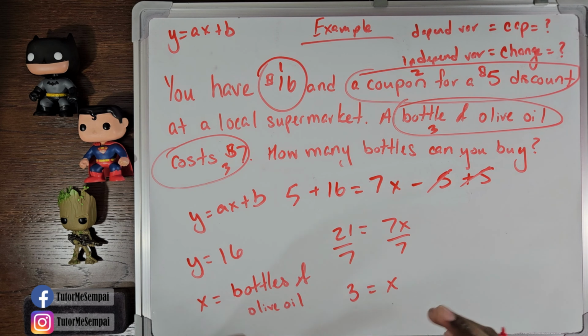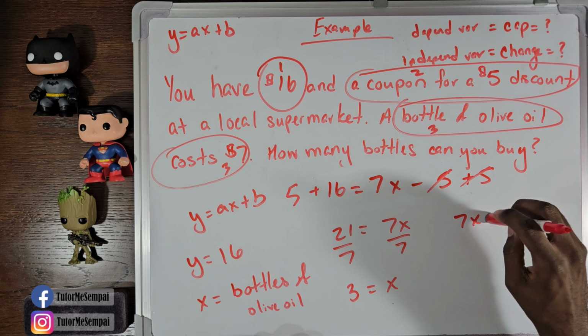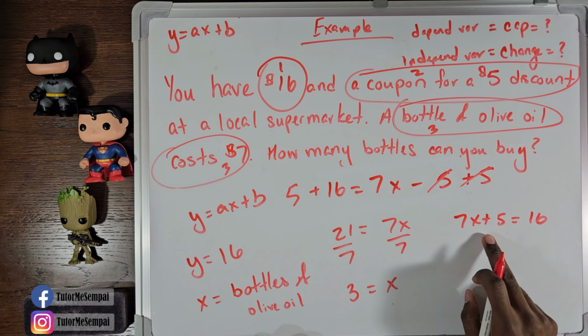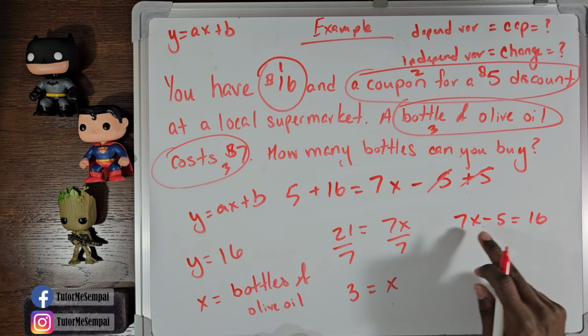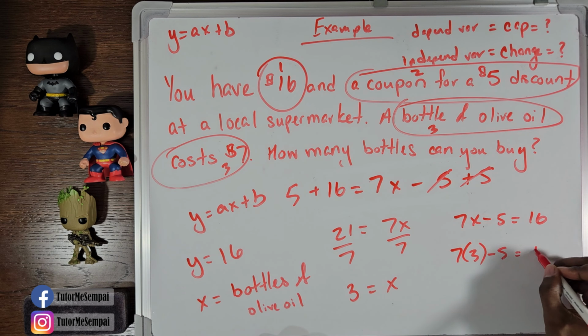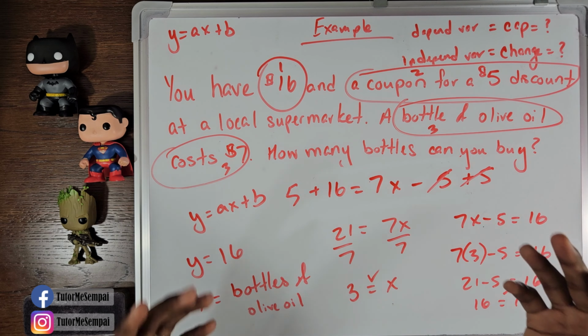And I always tell you this, if you have time, check your work. So let's plug x back into our original equation. Remember, that was 7x minus 5 equals 16. Let's fix that sign. 7x minus 5 equals 16. If we were to plug that 3 into that x, do we get 16? 21 minus 5, 16 equals 16. Good. That means our x equals 3 is correct.